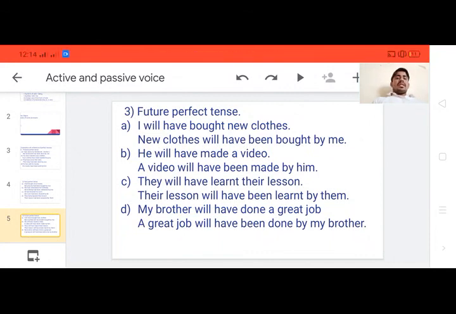My brother will have done a great job. So here the object is a great job. Additional verb: will have been. Always the third form of the verb, done. Addition of by. Subject into object. What was the subject in this sentence? My brother was the subject. Now you will put it as an objective case: by my brother. This was all about today.